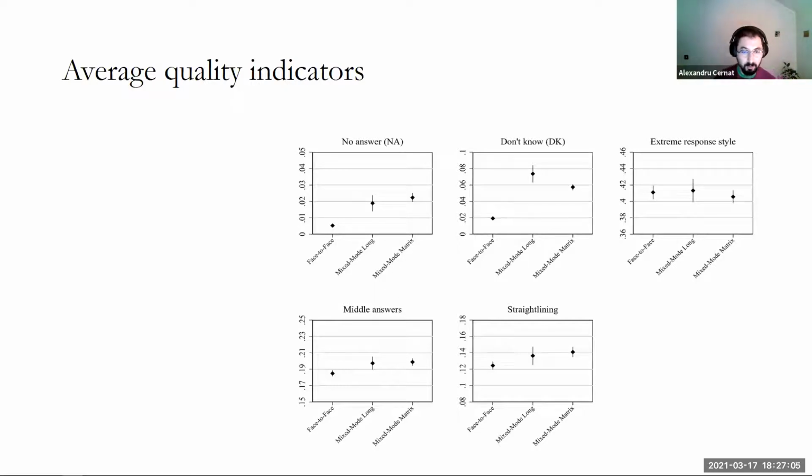For middle response answers, we see there's a difference just between face-to-face and mixed mode long, with more middle answers for the mixed mode long. We see a similar pattern for straight lining. Part of this supports what we saw before, that maybe self-completion has more non-response compared to an interviewer mode, but otherwise we see that they're relatively similar.